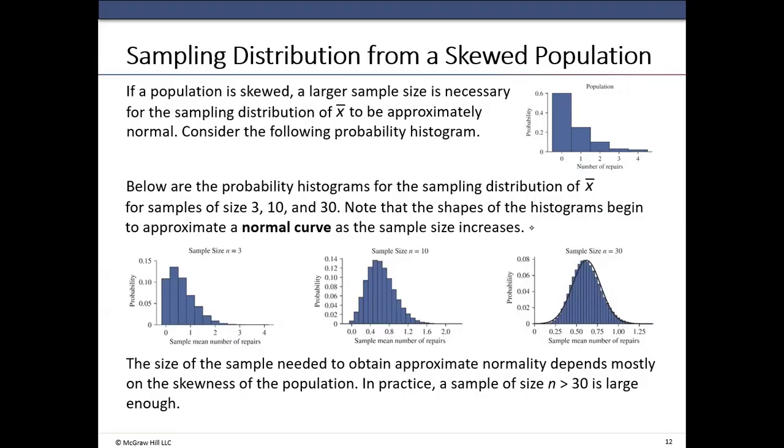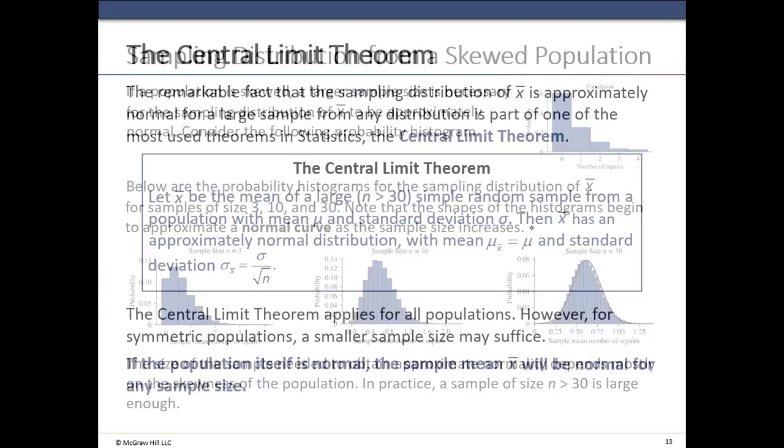So you have X bar, sample means, on the horizontal axis, probability on the vertical axis. Bottom line, as you increase the sample size, you slowly approach the bell-shaped curve. Finally, when the sample size n is 30, the probability distribution of X bar, which is also called the sampling distribution, is approximately bell-shaped. The size of the sample needed to obtain approximate normality depends mostly on the skewness of the population. In practice, a sample of size n greater than 30 is large enough.